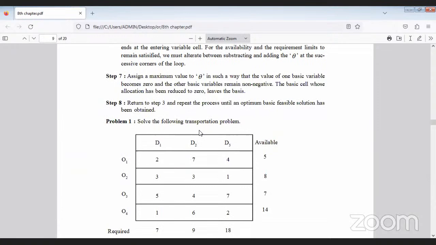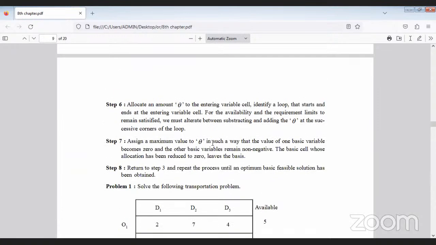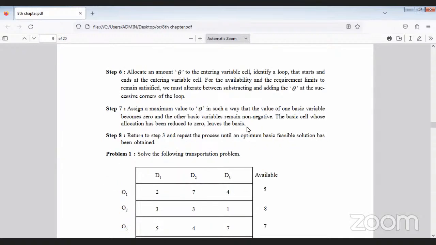So here, another one: allocate an amount of theta to the entering variable cell. Identify the loop, where the loop starts and ends, and the entering variable cell. Availability and requirement limits remain satisfied. We must alternate between subtracting and adding theta at successive corners of the loop, assigning the maximum value of theta in such a way that the value of one basic variable becomes 0 and the other basic variables remain non-negative. So return to step 3.